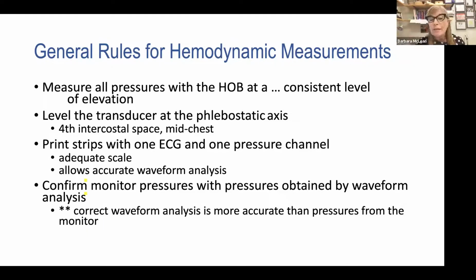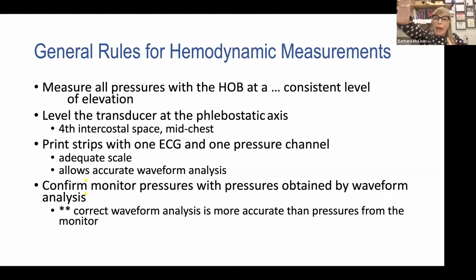Okay. The other thing that's really important, and I think we've lost this a lot, and it's important for CVP, arterial pressure, PA pressure, ICP, all pressures that you measure that are dynamic, is to print a strip with an EKG on one channel and the pressure that you're measuring on the second channel. So that's a dual channel recording. Make sure that you have set the visualization for your hemodynamic waves in an appropriate scale. And a scale is how the monitor sees the pressure.